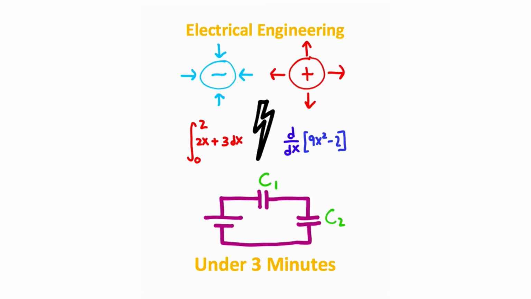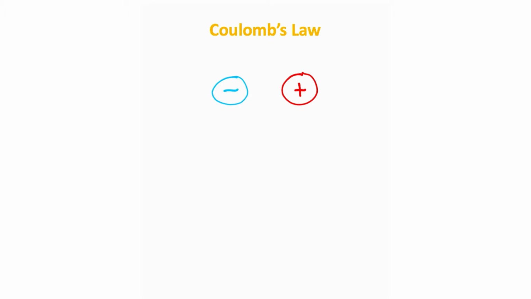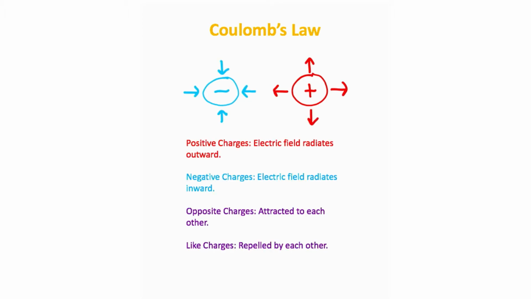How fast can I explain the basics of electrical engineering? We're about to find out. So we'll start with Coulomb's law, which is an electromagnetism topic that deals with point charges. I have a few facts about point charges listed here, but I really want you to focus on these last two, which say that opposite charges attract each other and like charges repel each other.